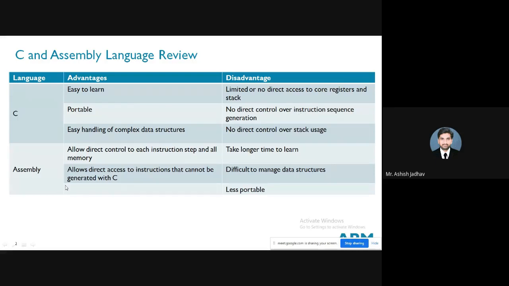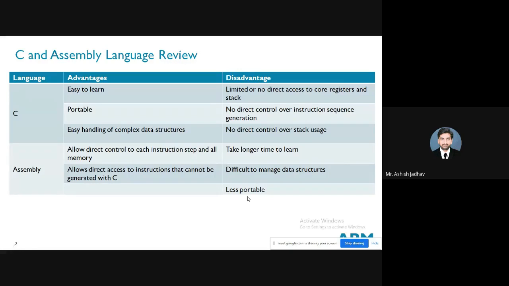Then we have assembly language. Its advantages: it allows direct control of each and every instruction step and all the memory. It gives direct access to all the registers, and it allows direct access to instructions that cannot be generated with a C program. What are the disadvantages? It takes longer to learn. Second, it is difficult to manage data structures, and it is less portable.